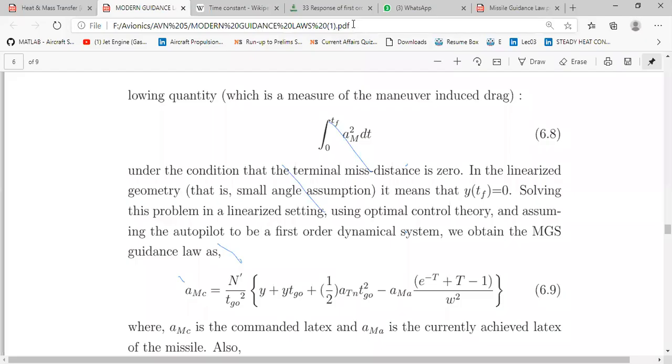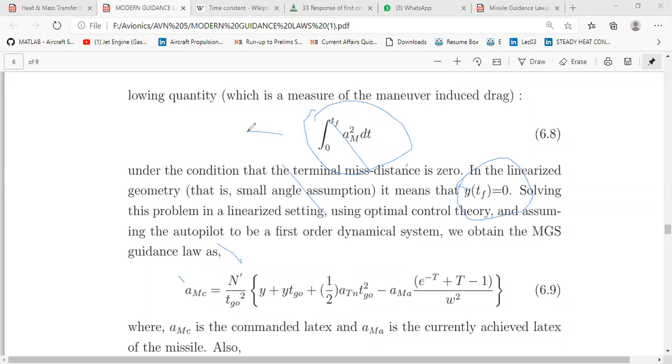So here this is one condition and this is another condition: that y at TF, that is your miss distance, is 0, and your overall lateral command is minimum for minimum maneuvering drag.